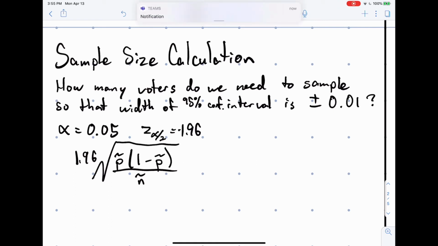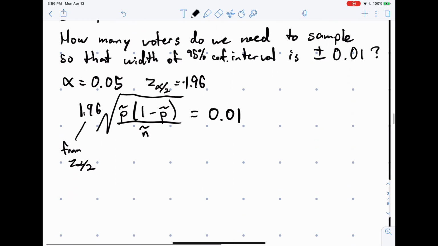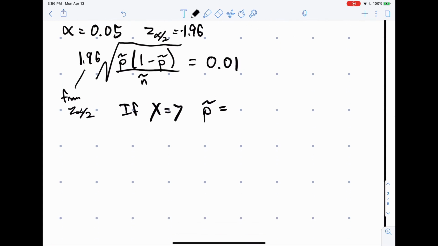So then you do something like the following. You have this 1.96, which comes from the z alpha over 2, times this expression that measures the spread of the confidence interval. You want this to be equal to 0.01. So if x equals 7, as we had in the previous example, p tilde equals 9 over 14. We plug that in for p tilde, and n tilde is equal to n plus 4.